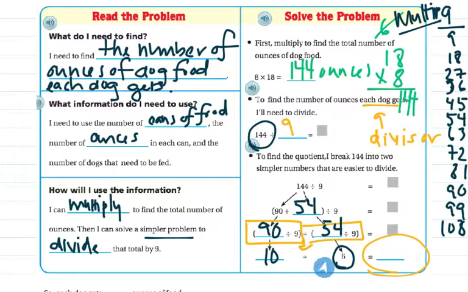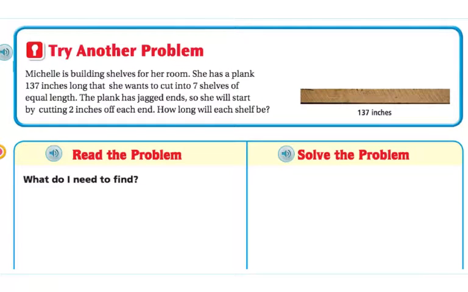So now last, we're going to add up our two quotients, and we know that the answer is 16 to the original problem. So each dog gets 16 ounces of food. So we're going to try the same process. This time we're going to have more information to fill out, and we're going to try another problem.